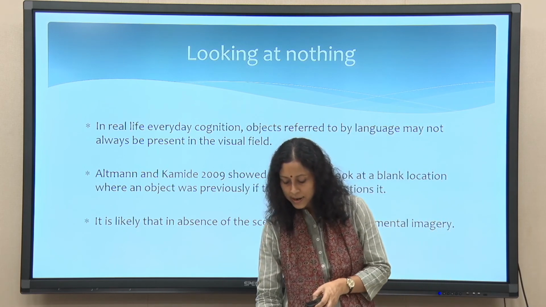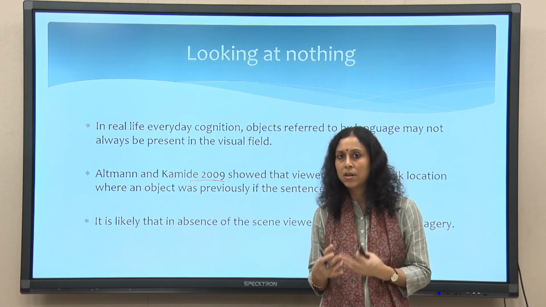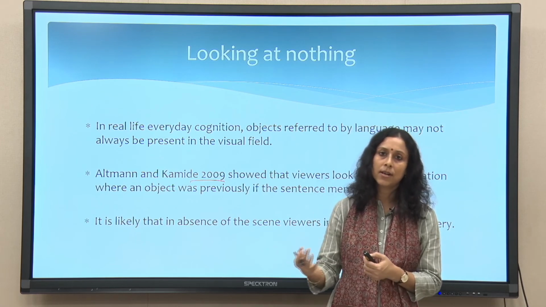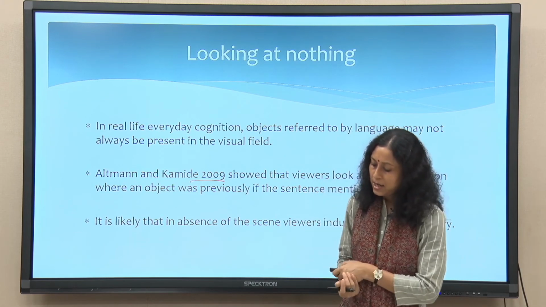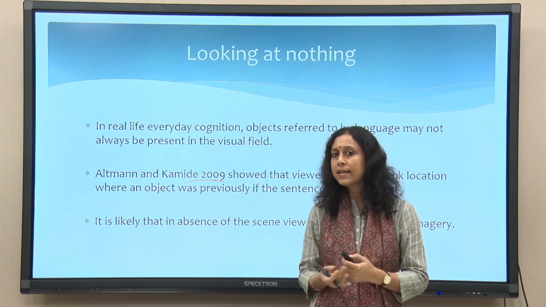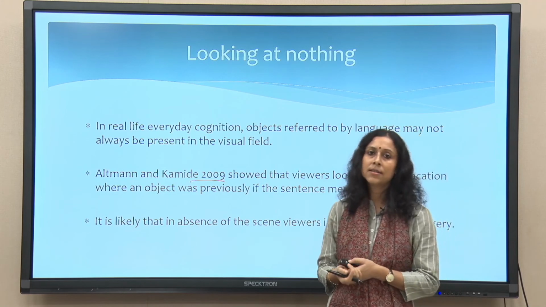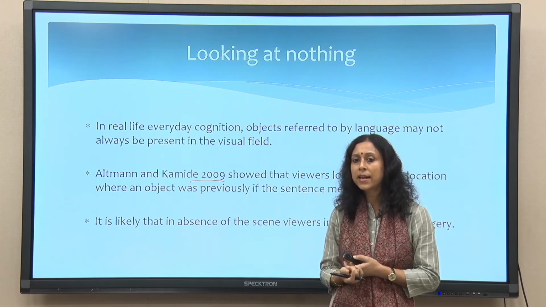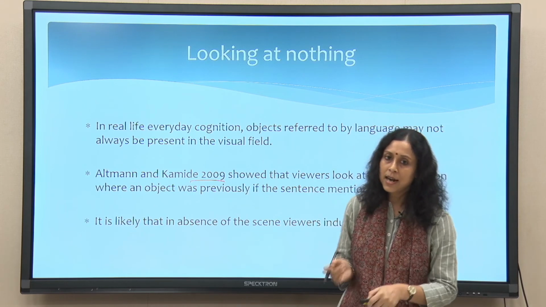A very important finding in this regard shows that viewers look at a blank location where an object was previously, if the sentence mentions it. So, if you are listening to a sentence or a word depicting an object, you still look at the screen where the object previously was. What is happening here is that there is no direct visual input. So, why do we still look at that area? Because we are probably engaging in mental imagery guided by language.